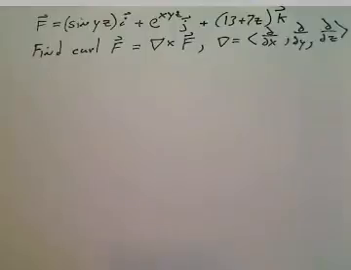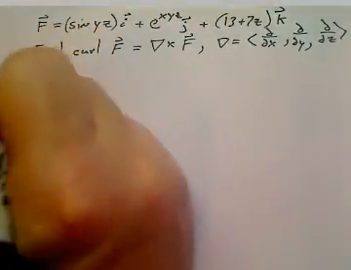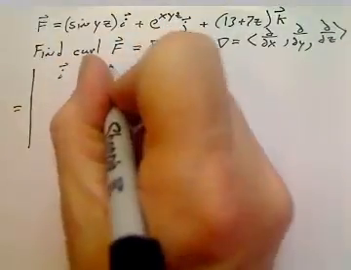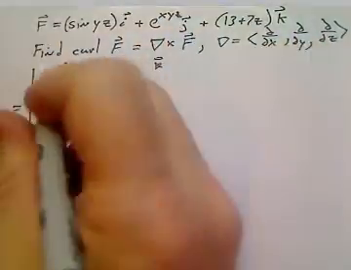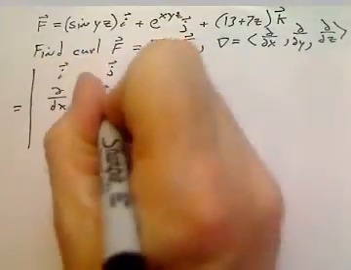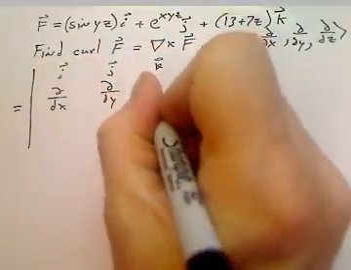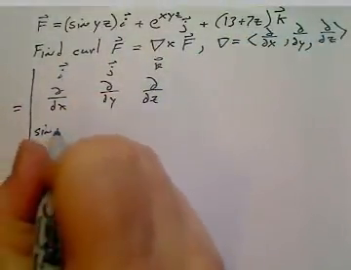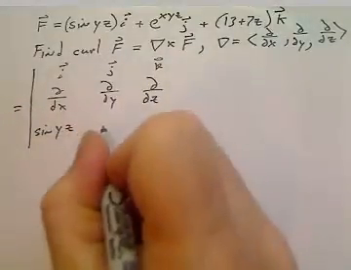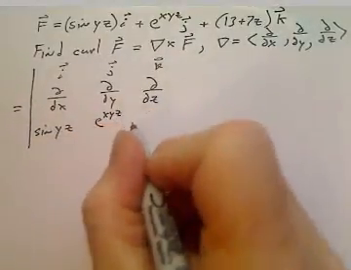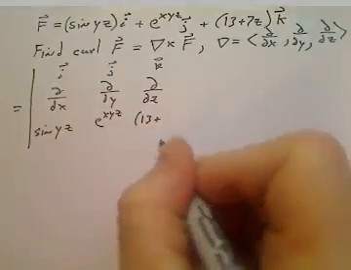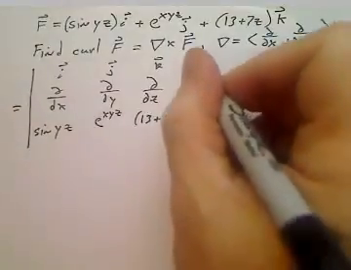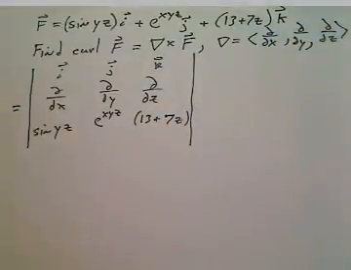And so to do the cross product, we make a matrix here. So we're going to have i, j, k here, partial with respect to x, partial with respect to y, partial with respect to z. And here we have a sine of yz. Here's an e to the xyz, and here is 13 plus 7z. So I want this determinant there.